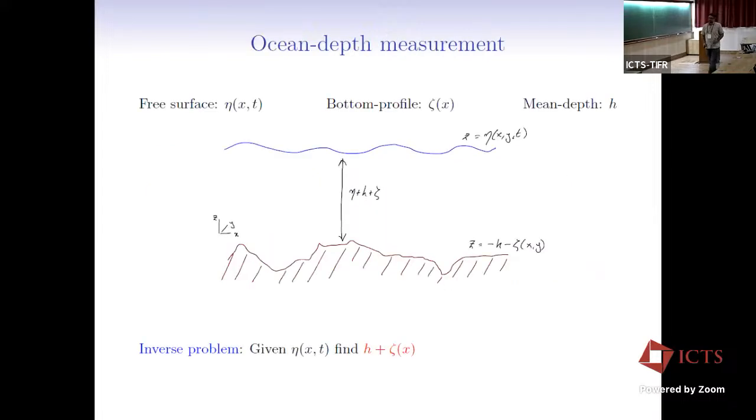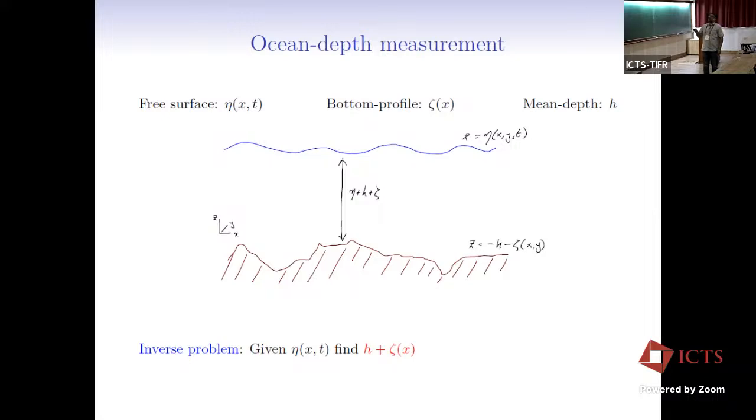Okay, so let me first describe the problem. The physical setup is there is a layer of fluid, water, on top of a solid boundary. Here I've drawn the free surface of the water, and here there is the solid boundary, right? So the boundary is located in the z coordinate at this position. This profile zeta describes how the bottom boundary is shaped, and the profile eta describes how the free surface is as a function of space and time. It's a free surface, so it should evolve in time.